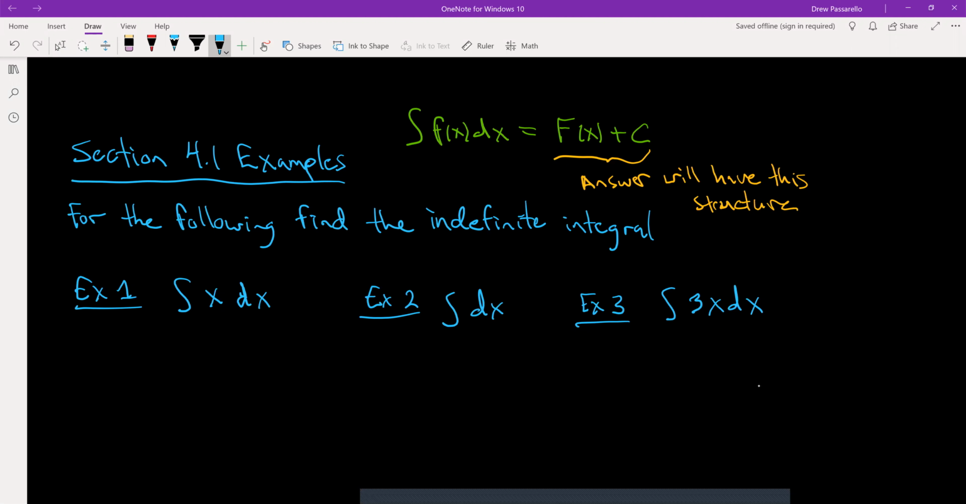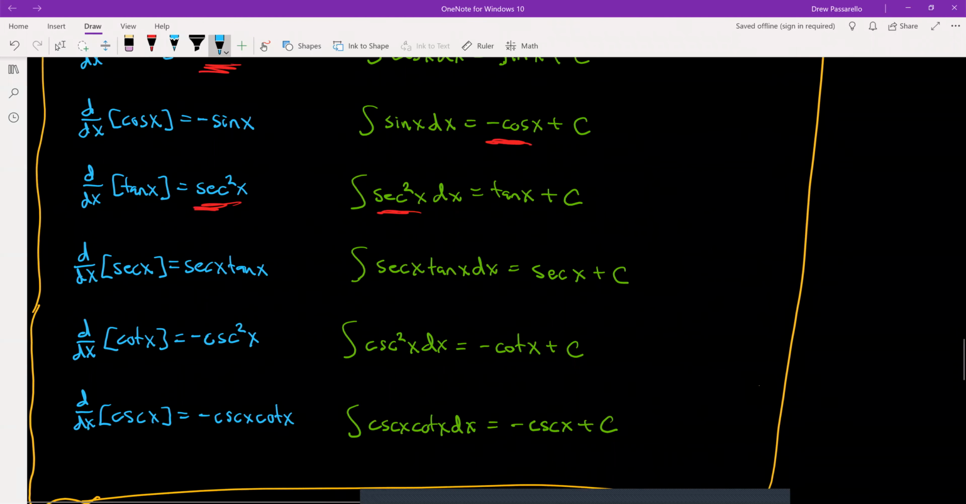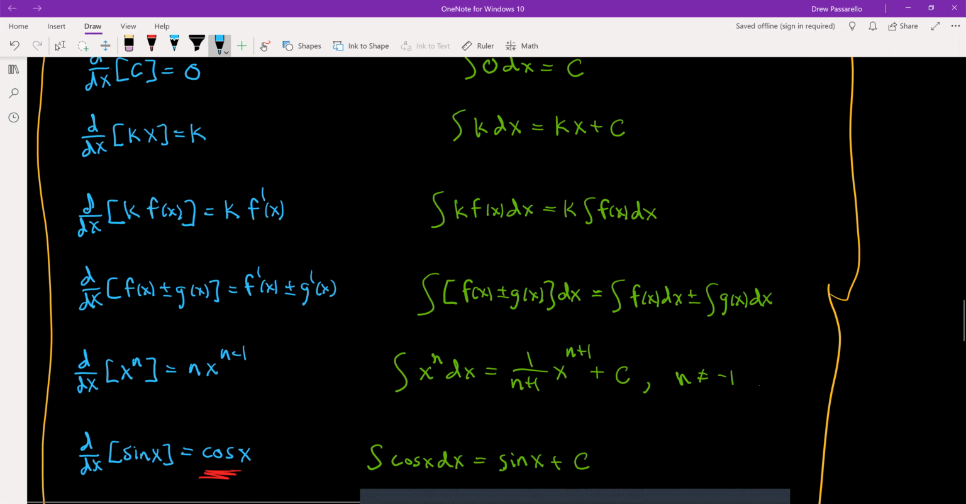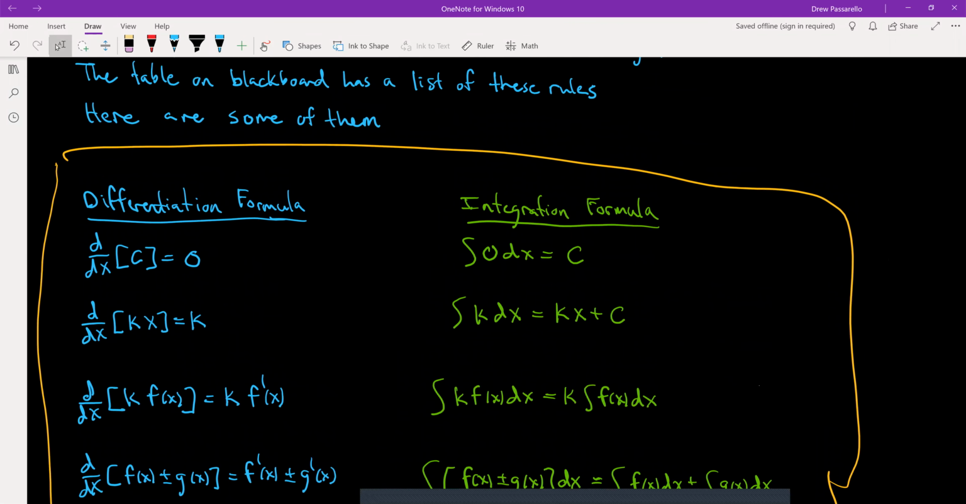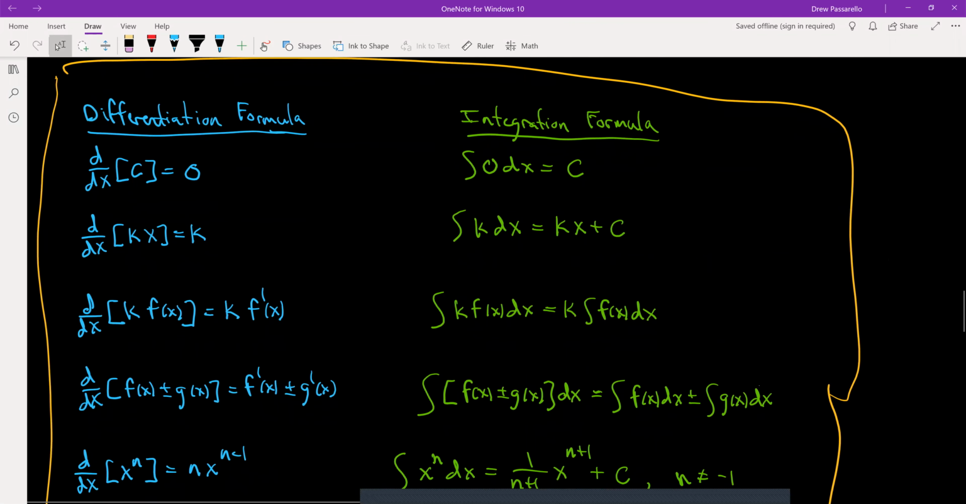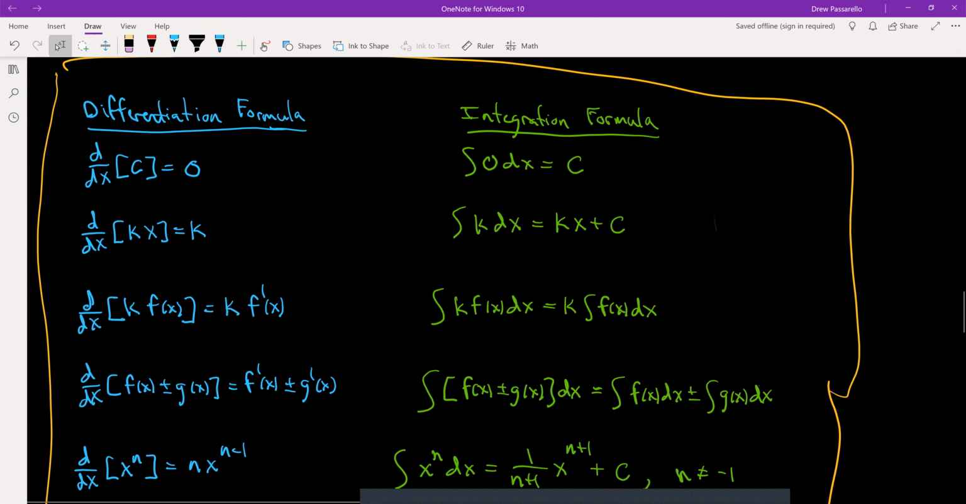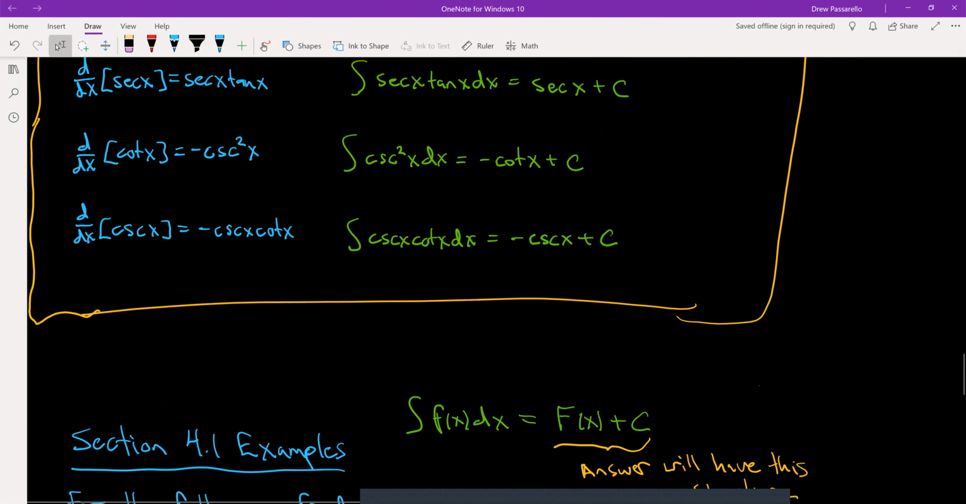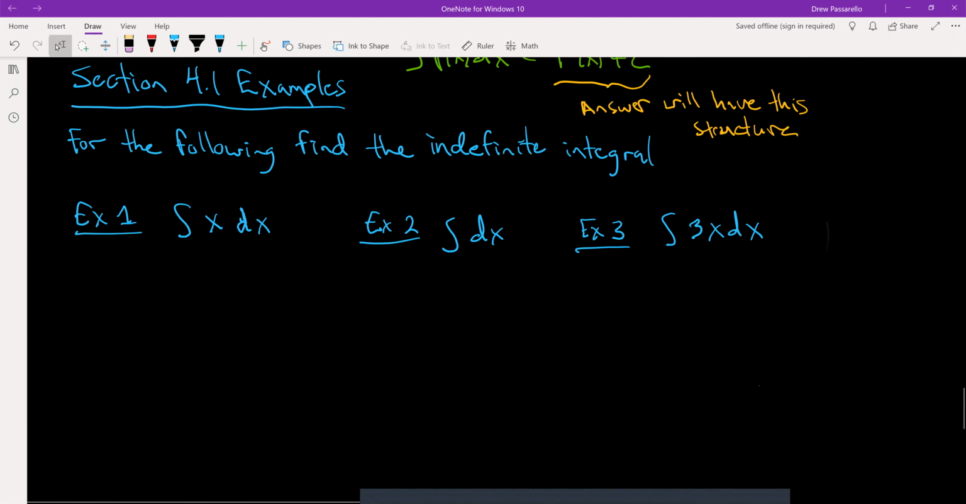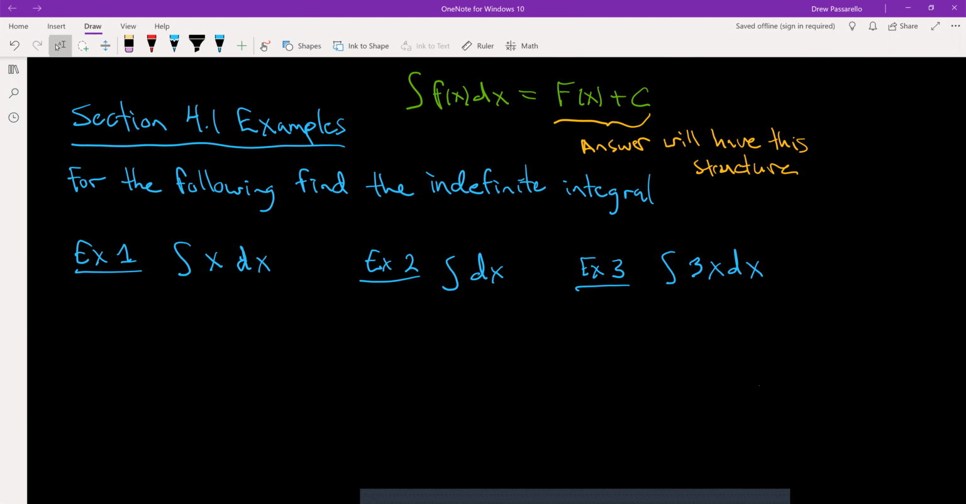And to do these, I'm going to use the integration formulas that I briefly showed in the previous video. Now I'm going to actually apply them. And these are just some examples I made up. So for example 1, we're going to find the integral of x with respect to x. So the integral of x is what we're trying to find.